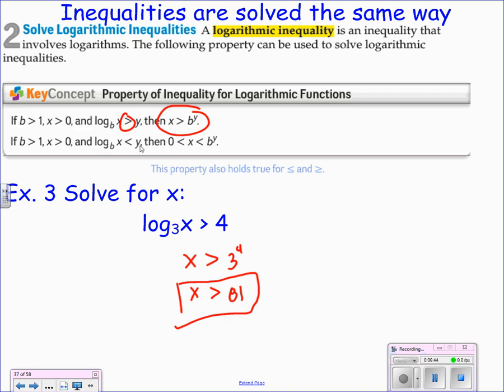So when it's a less than symbol, you still put x on the left-hand side of the symbol. So whatever the inequality is, put x or the argument, which is this, on the left. Keep it on the left. And it doesn't matter what the sign is. Just keep the argument on the left.